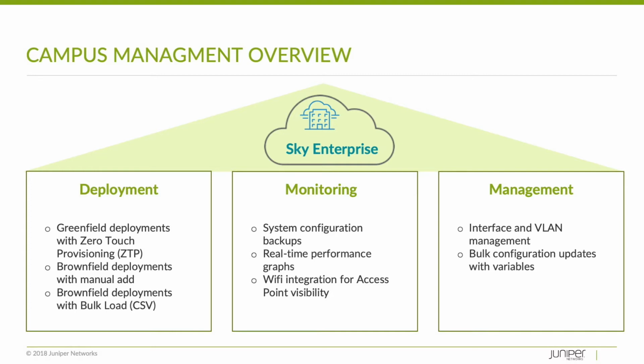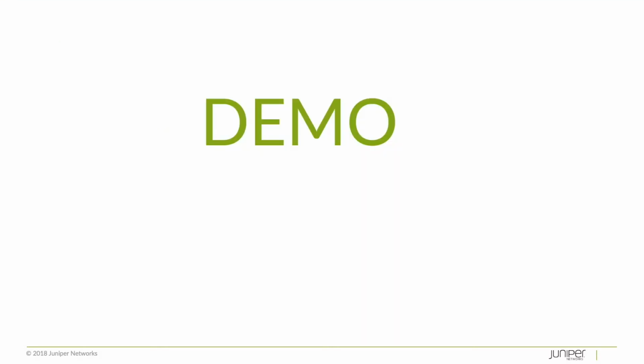And of course, configuring devices in the campus environment is a regular task. Sky Enterprise makes this easy even for engineers with no Junos experience. You can use a browser to view and configure interfaces, VLANs, ranges, spanning tree protocol, and much more. And when you're managing a fleet of devices, using the bulk update features saves a lot of time. Okay, so now we're going to take a closer look at some of these features.